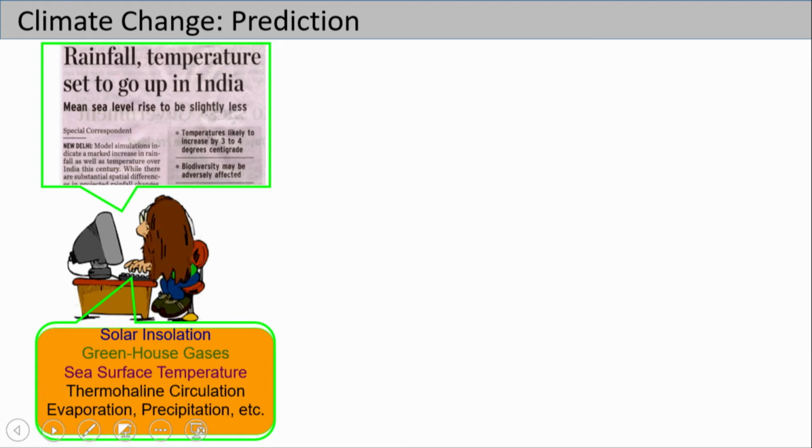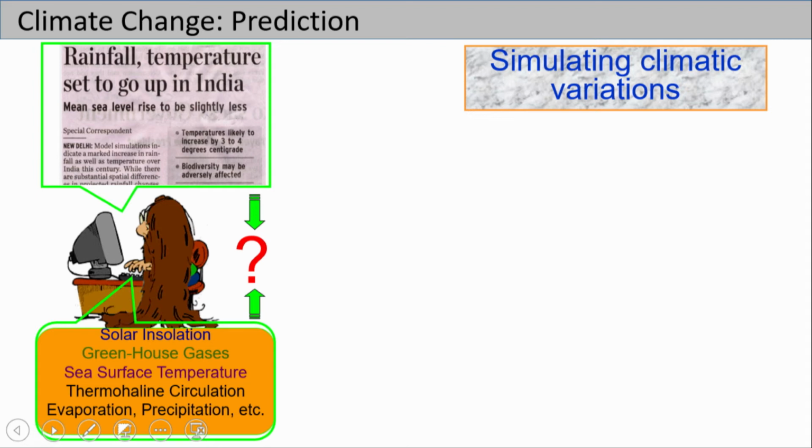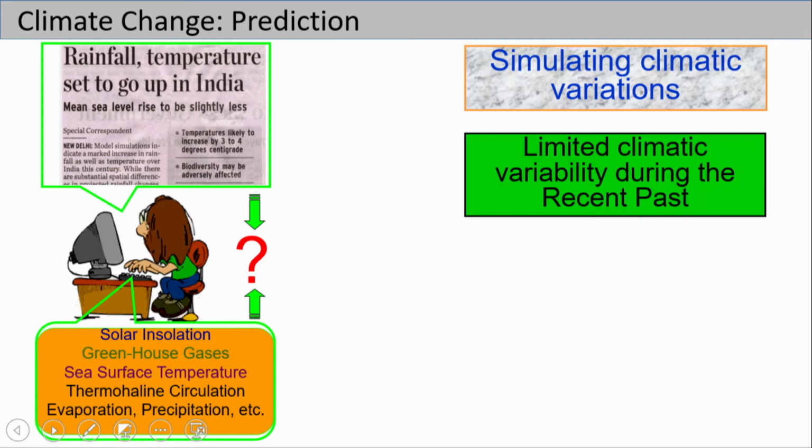In order to test that, what we can do is we can ask them to simulate the climate change which we have already seen, for which the records are available. Unfortunately, if you look at the recorded climatic variability, that is quite limited, and it is nowhere what these climate modelers predict. That means either there is some problem with the climate models, or there has not been a large climatic change in the last 100-150 years.